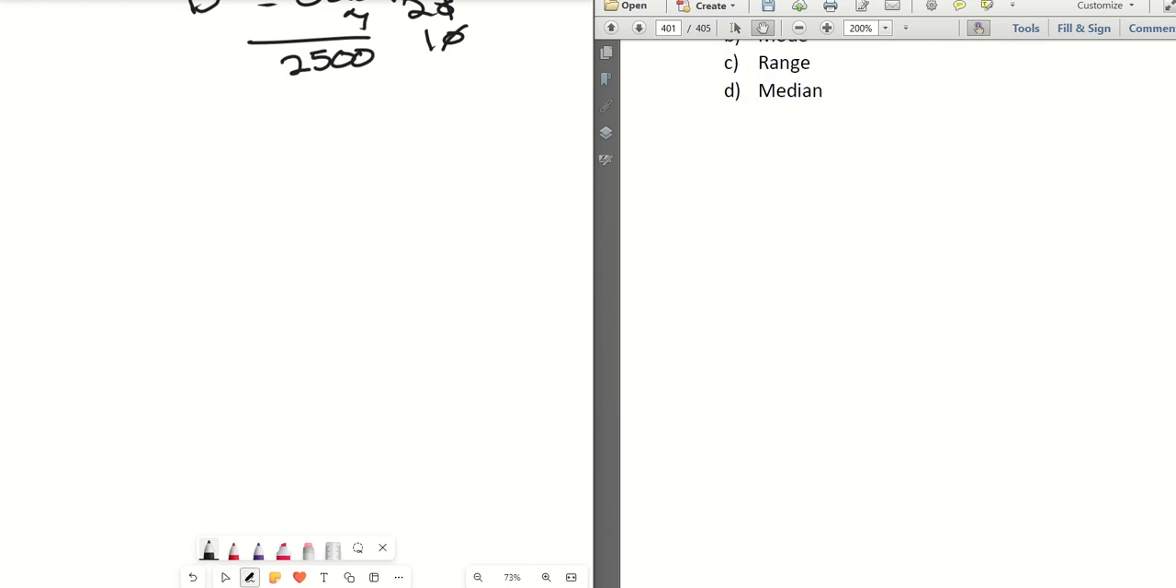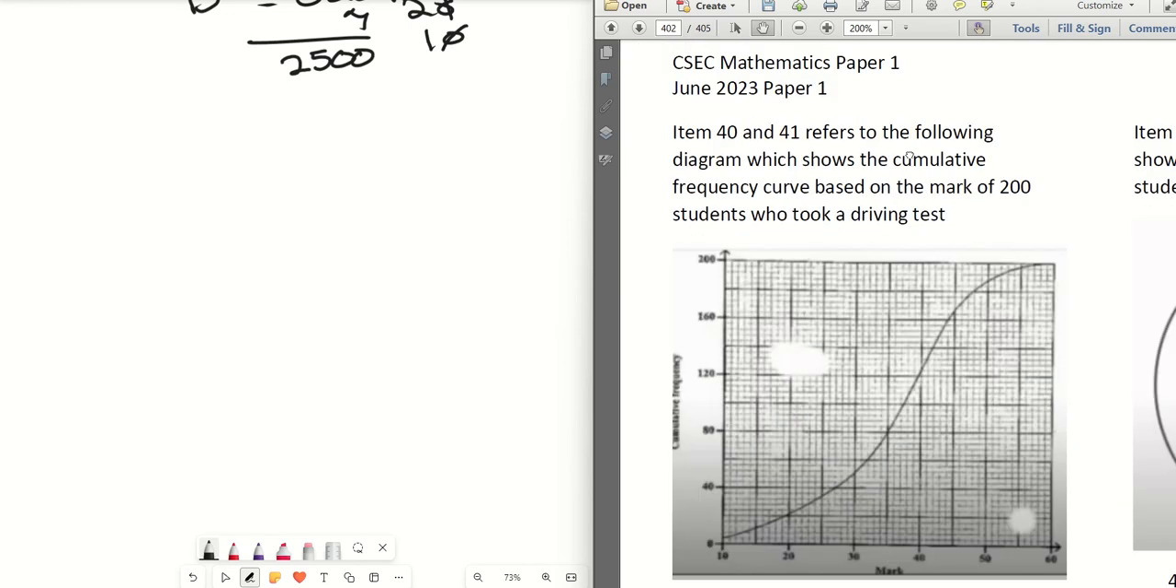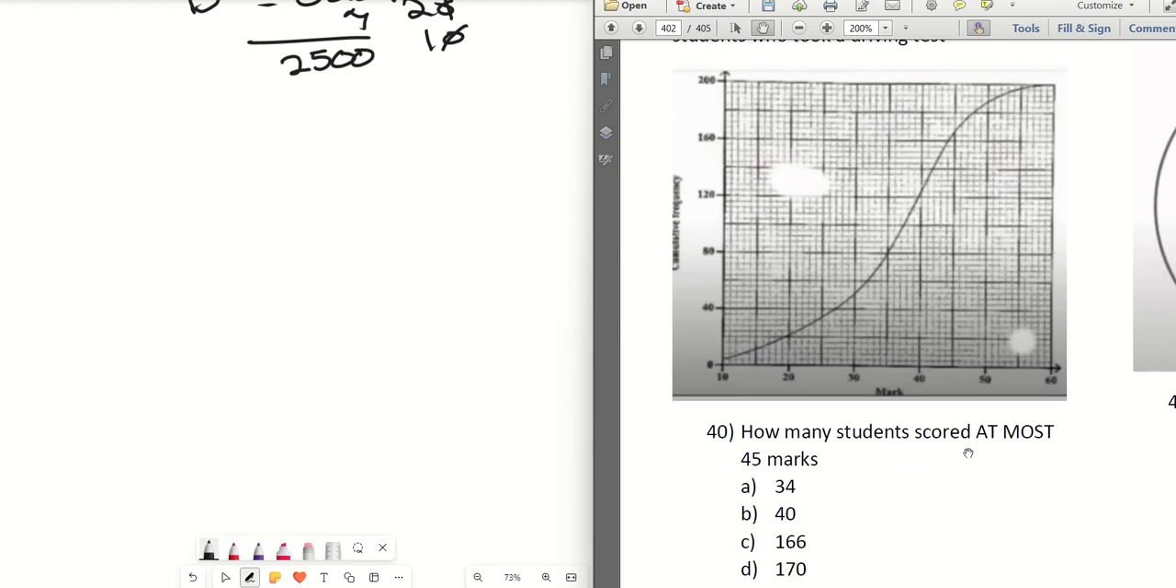All right, let's do number 40 now. Excuse the diagram. Items 40 and 41 refer to the following diagram that shows the cumulative frequency curve based on the marks of 200 students who took a driving test. How many students scored at most 45? So you're looking for 45. That's here. You go up, then go across. That is a little bit more than 160.